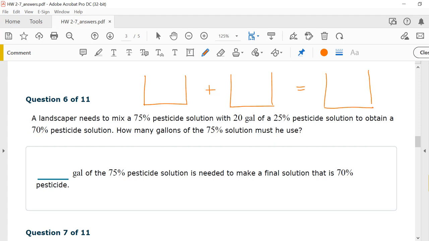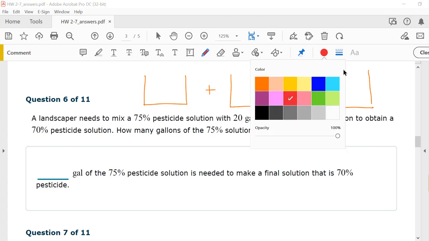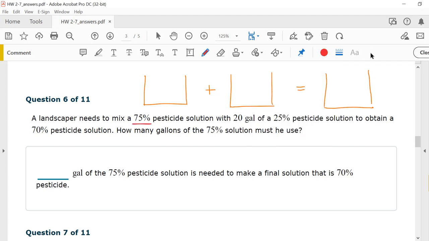Okay, let's go after the percentages first. He needs to mix a 75% solution, so that's going to be 0.75. Let's change the percentage to a decimal. Mix a 75% solution with a 25% solution, so this one's 0.25, to obtain a 70% solution. This is 0.70.